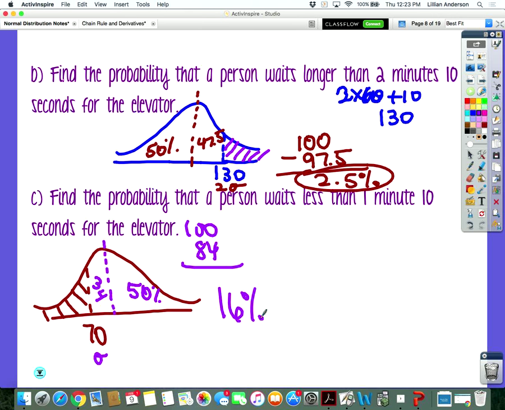So if we got all the people who got on this elevator and asked them, how long did you wait for the elevator? There's a 16% chance that the person we asked waited less than 1 minute and 10 seconds. Any questions?